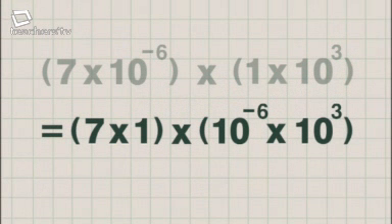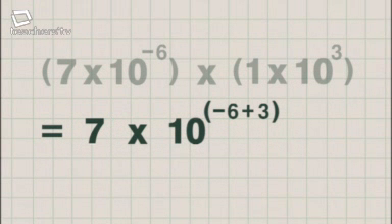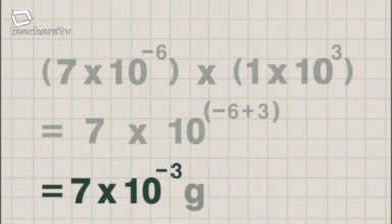Next, multiply the front figures to get 7. And then deal with the powers of 10. This is where you need to take care. When multiplying powers, you add them. In this case, that means adding negative 6 and 3, which gives a final answer of 7 times 10 to the power of negative 3 grams.